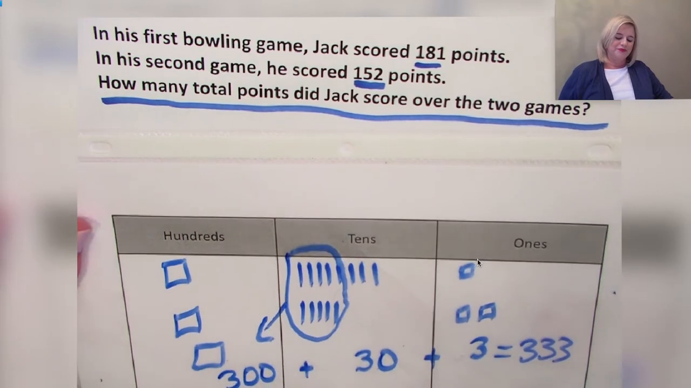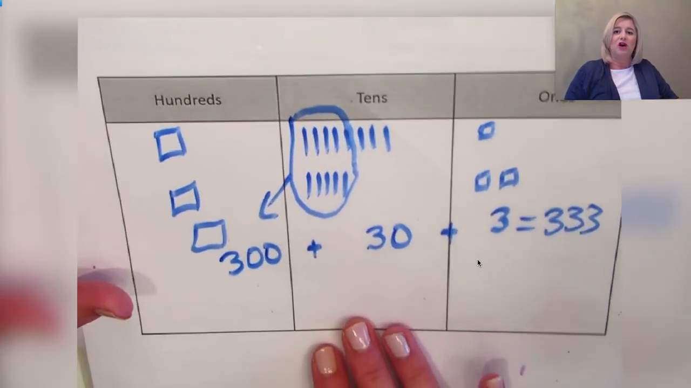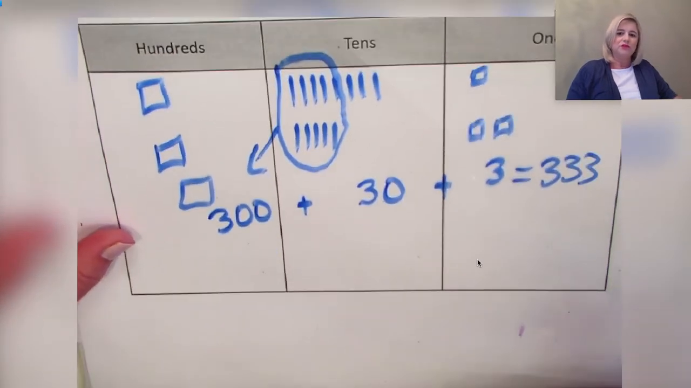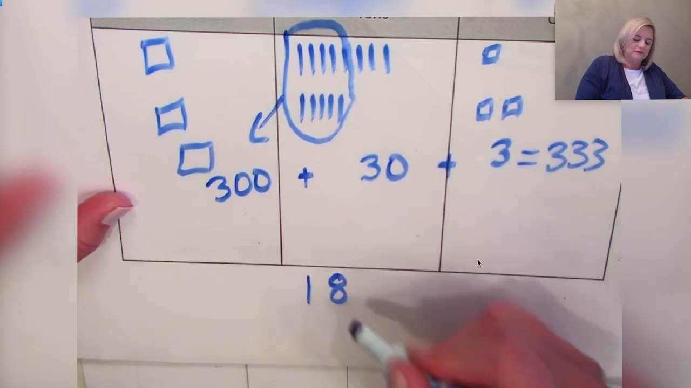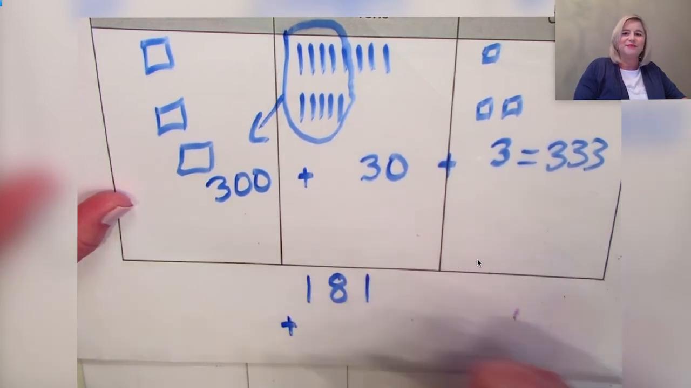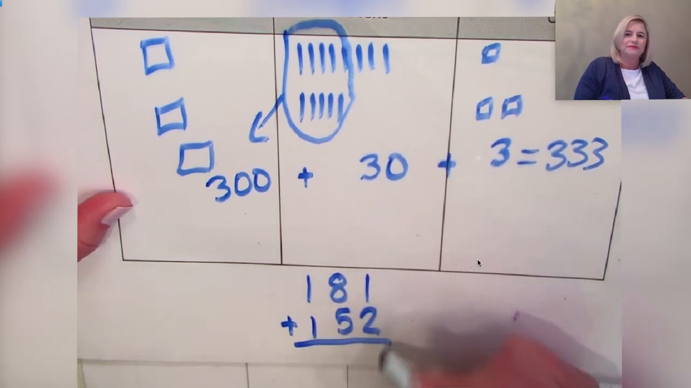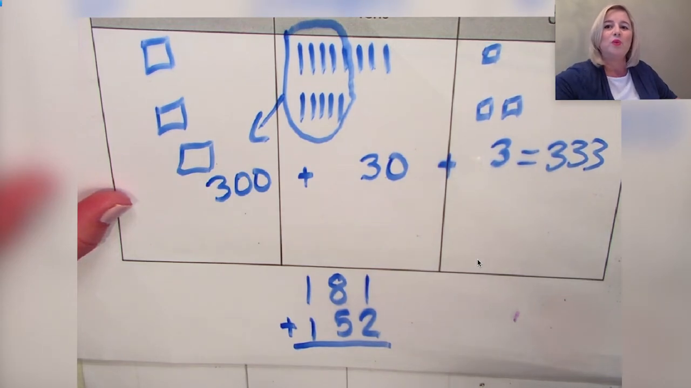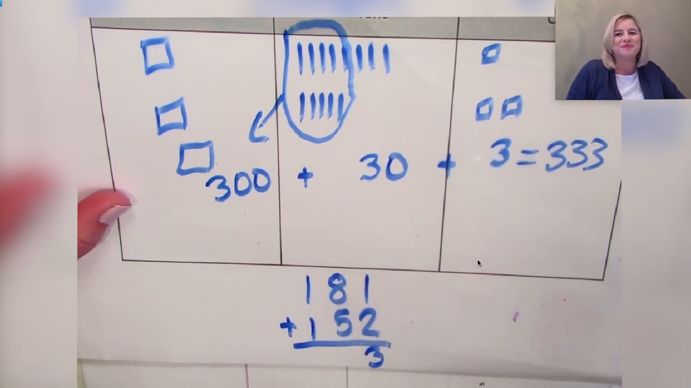Excellent. Now, to make sure that we are doing this correctly, we can also use another kind of model of our equation. We have 181 plus 152. Correct? Very good. When we add our ones, 1 plus 2 gives us 3. So we have 3 ones.